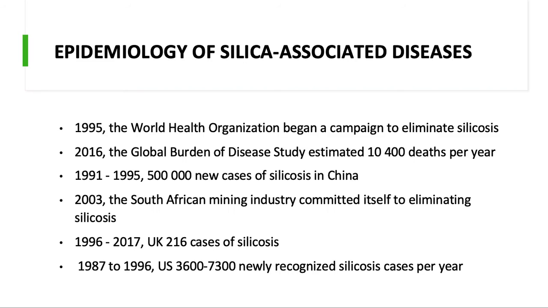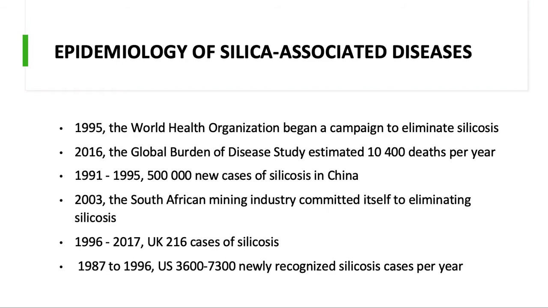In 1995, the World Health Organization began a campaign to eliminate silicosis from the world by 2030, but silicosis remains a major health issue internationally. In 2016, the global burden of disease study estimated 10,400 deaths per year and 210,000 years of life lost due to silicosis.